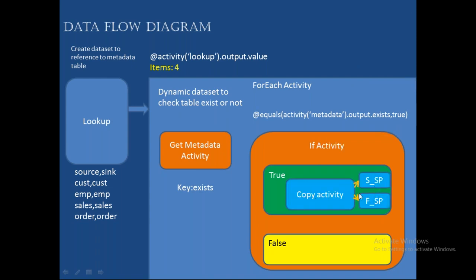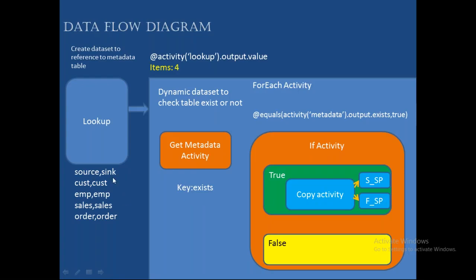In true, I will have a copy activity. Then I will also use a success stored procedure and a failure stored procedure. If the copy activity succeeded, then I will execute the success stored procedure. If the copy activity failed, I will execute the failure stored procedure. What these success and failure stored procedures will do is go and update a metadata table saying that the status is succeeded for this particular table.